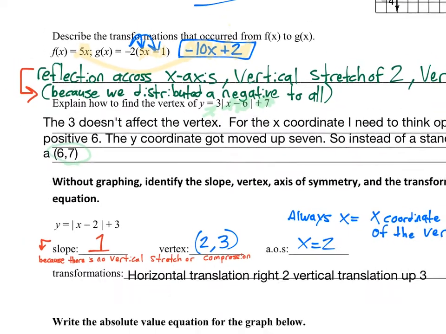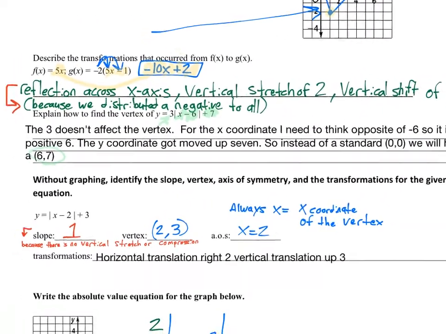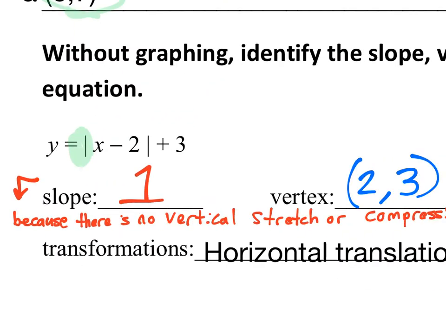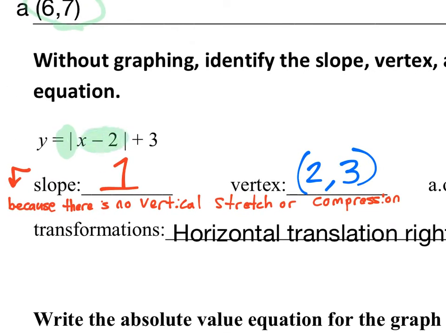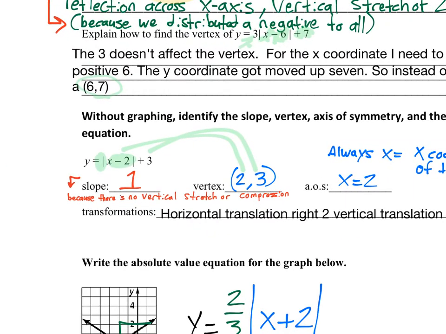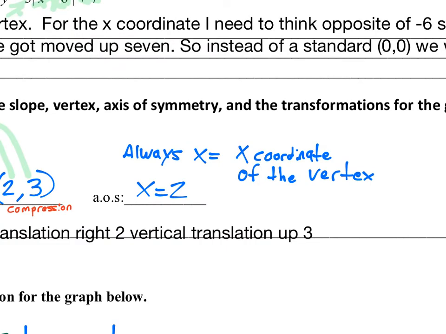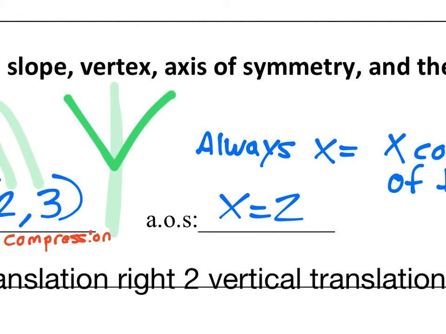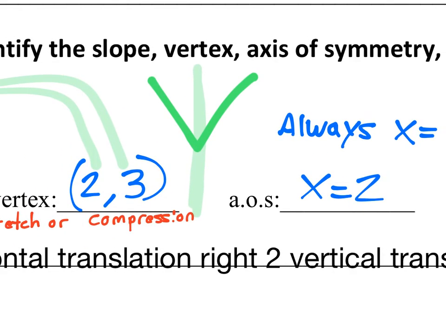So, without graphing, identify the slope, vertex, axis of symmetry, and the transformations. Our slope is 1 because there's no number out in front. Our vertex, opposite of the -2 for 2. The 3 tells the truth. There it is. Now, axis of symmetry is always just x is equal to the x-coordinate. That is the vertical line. Right, here's an absolute value. The axis of symmetry is always just that vertical line that travels right through the middle that makes it symmetrical, so it's always just x is equal to the x-coordinate of your vertex because it passes through the vertex.